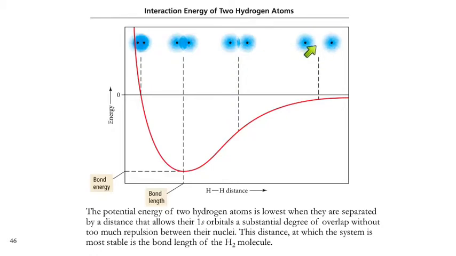Out here where the atoms are separated, there's a little bit of attraction between them, and so the energy is slightly lower than zero as they're approaching each other. As they get closer together, the electron from one is attracted to the nucleus of the other and vice versa, and so the energy gets lower. And we get to this sweet spot here where we have the maximum attraction between these two atoms. Then if we get closer together, the energy starts going up.